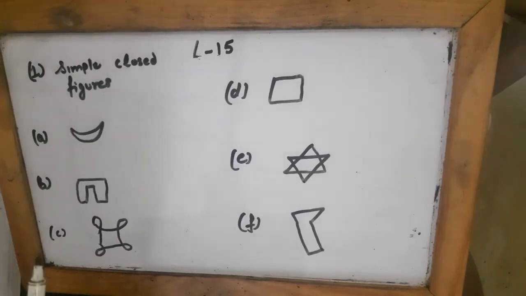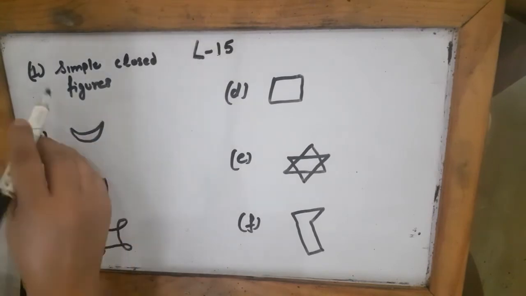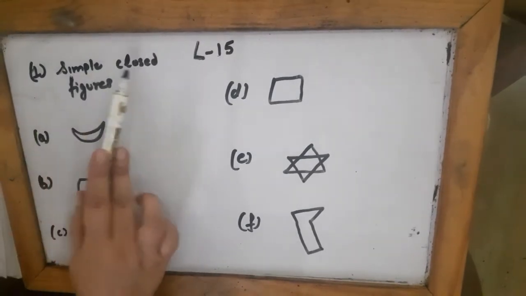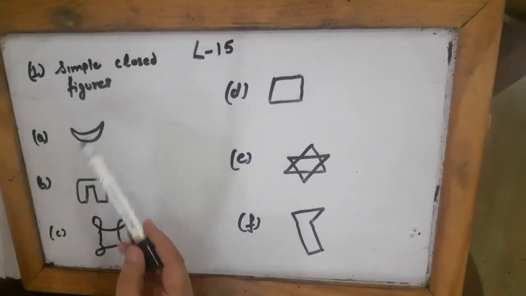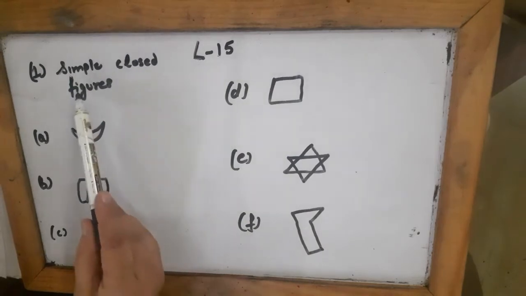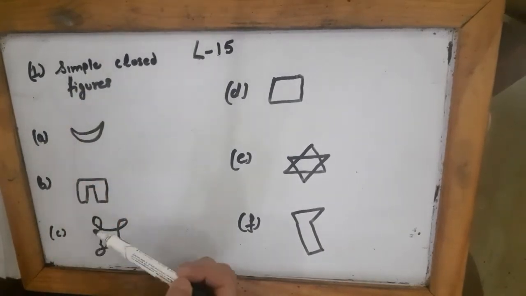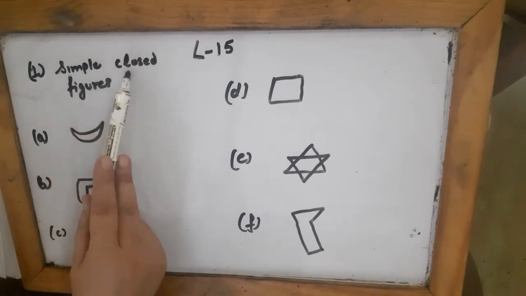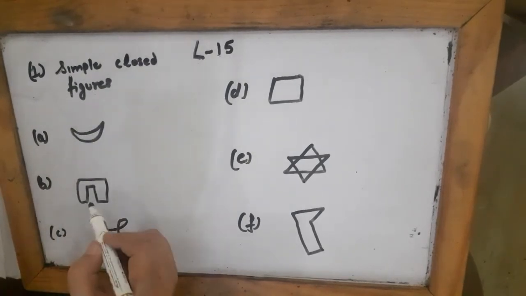Now I come to the exercise of lesson 15. In the first question, they are asking which of the following are simple closed figures. As you can see, all these are closed figures, and out of that, I have to find out which figures are simple. So what are simple closed figures? Closed figures which do not intersect.